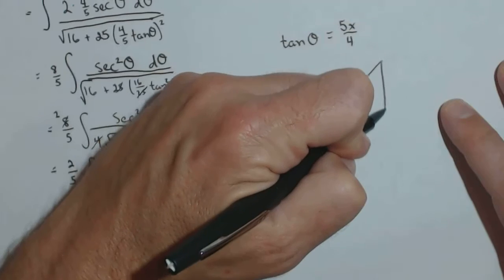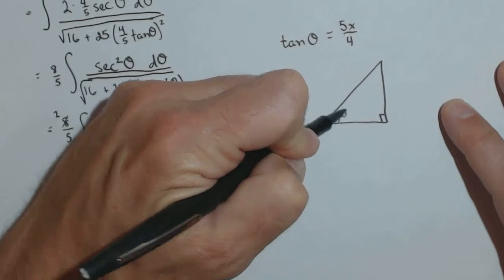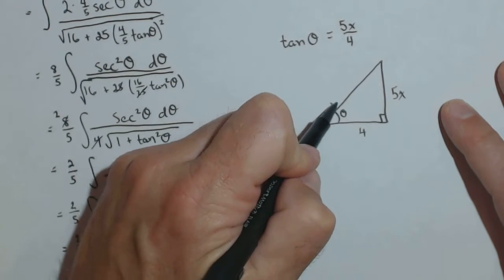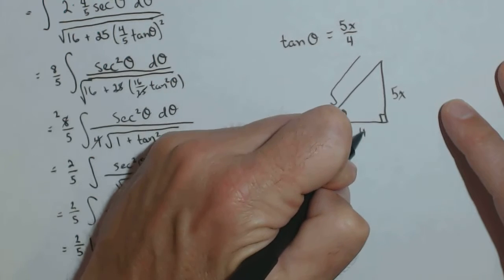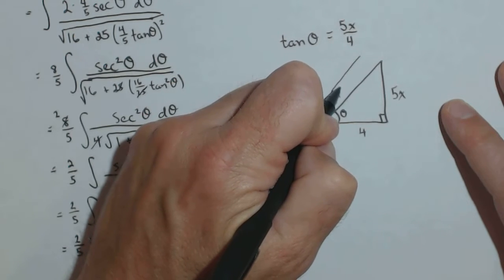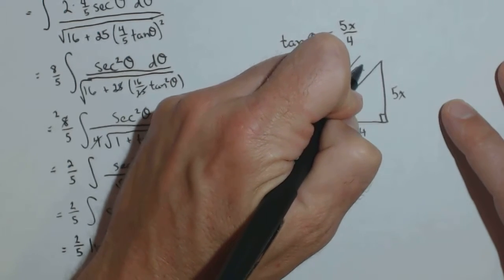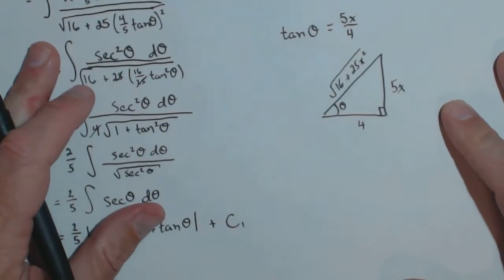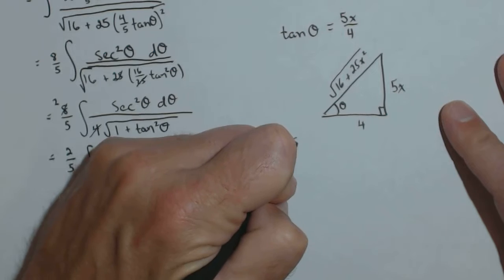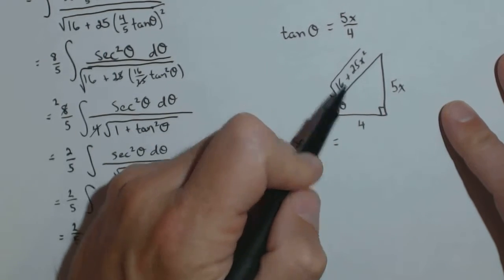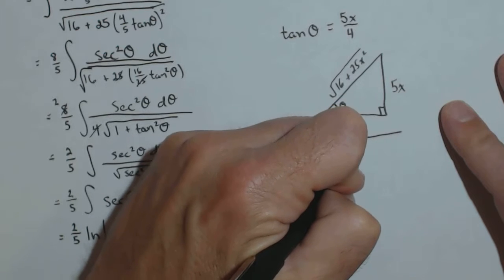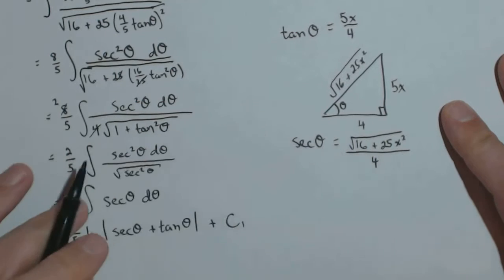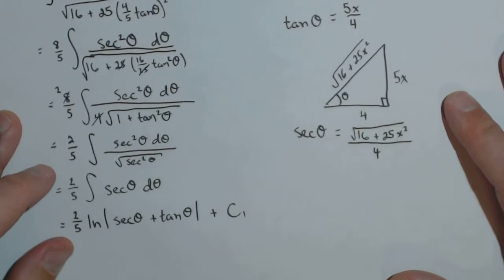And I'm going to use that to find secant theta. And I like using a right triangle method. Call this guy, for instance, theta. That means the opposite side is 5x, the adjacent side is 4. By the Pythagorean theorem, this side here is the square root of a squared plus b squared, so 16 plus 25x squared, which probably looks pretty familiar from our original. That means secant of theta, which is hypotenuse over adjacent, is square root of 16 plus 25x squared over 4. So we can get this thing back in terms of x.